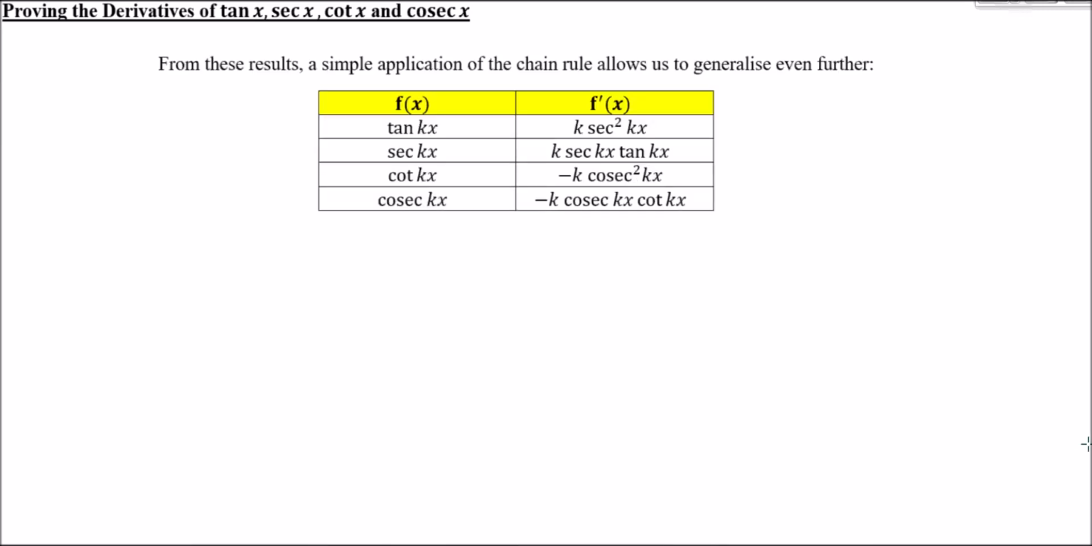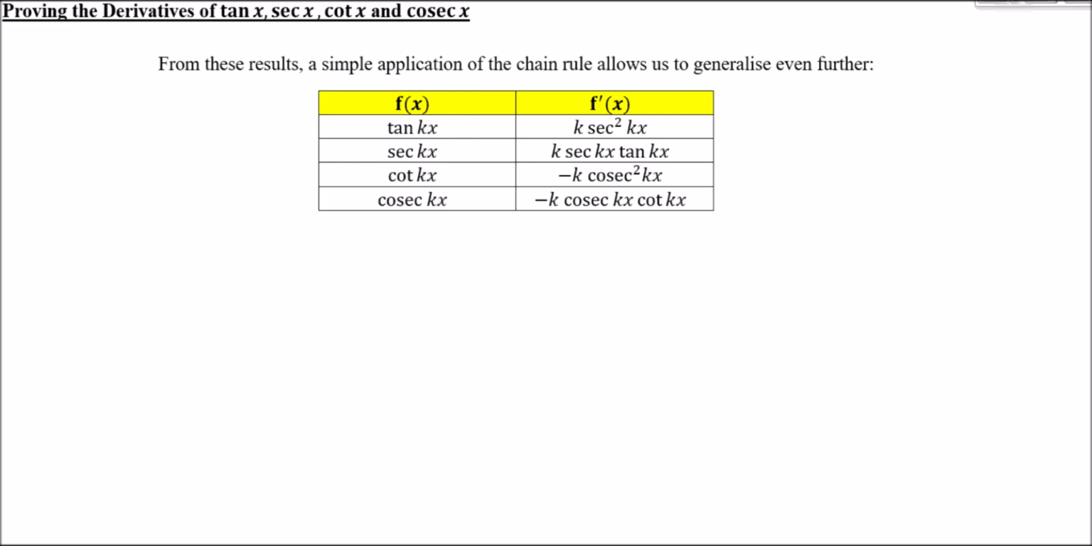From these results, a simple application of the chain rule allows us to generalize even further. So if it wasn't just differentiating a simple tan of x, a simple sec of x, cot x, if we had a constant k at the front, all that happens is the k would come to the front of what we've just proven a few moments ago. If you're not sure of how to prove this yourself, you could use the chain rule and just differentiate tan u, where u is kx. So that could be a self-guided extension if you want to convince yourself these hold.